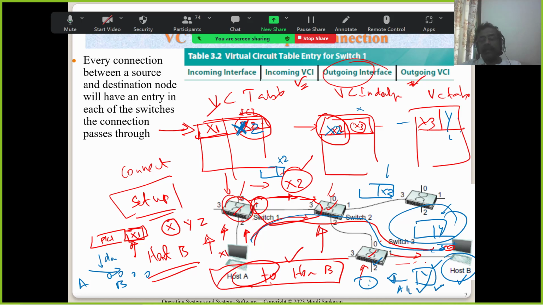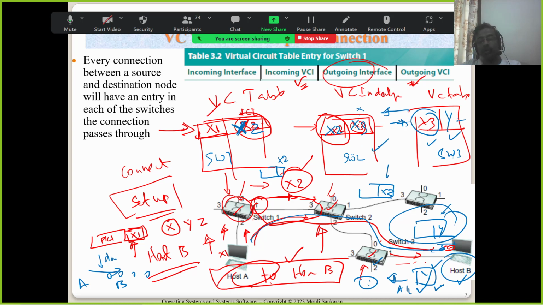Now y is filled. Now, sorry, this switch 3 fills the y. Now it chooses x3 and then tells this guy, hey, when you are sending me, fill x3, because I have created a table with an entry x3 in my table. It doesn't inform about y. That is between host B and the switch. It doesn't have to inform switch 2. This is switch 2, this is switch 1. So it says, hey, I have chosen x3, please use x3 when you send it to me. So outgoing VCI x3 is chosen.